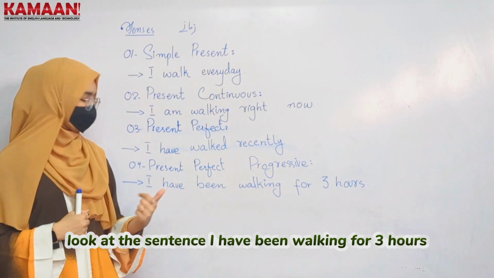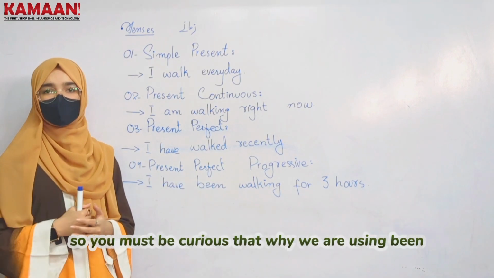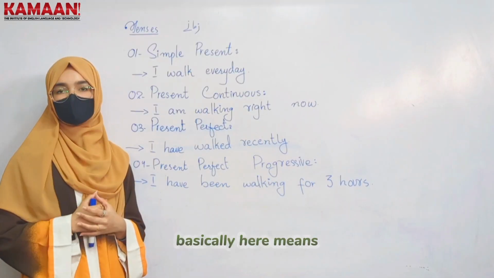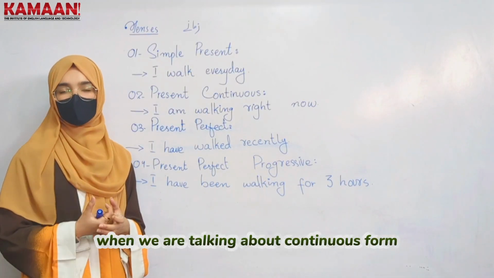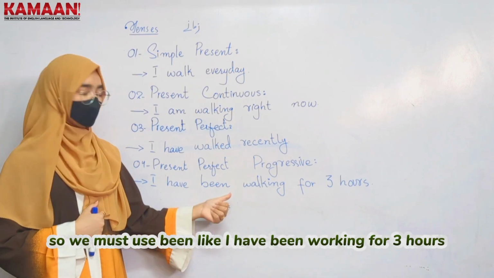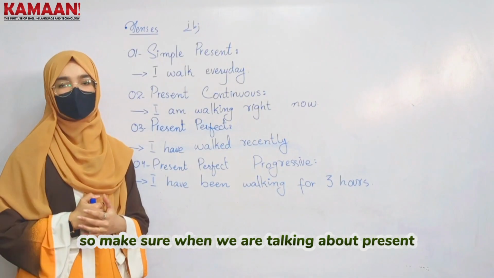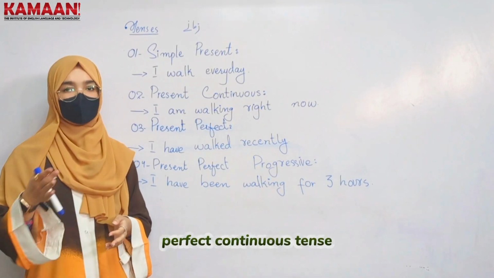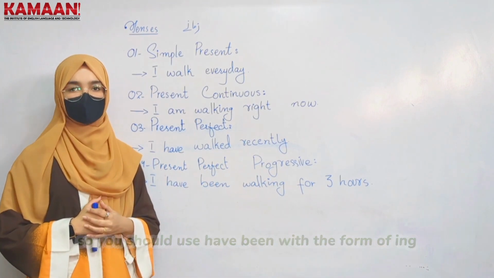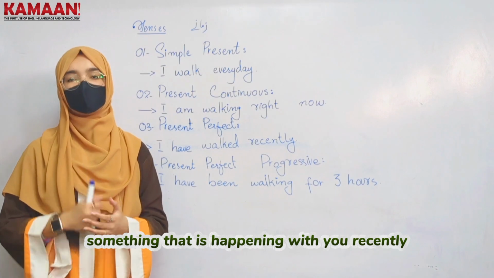Look at the sentence. I have been walking for 3 hours. So you must be curious why we are using been. Been basically here means when we are talking about continuous form and we are using have, we must use been. Like I have been walking for 3 hours. So make sure when we are talking about present perfect continuous tense, you should use have been with the ing form. This tense is basically used to talk about something that is happening with you recently.